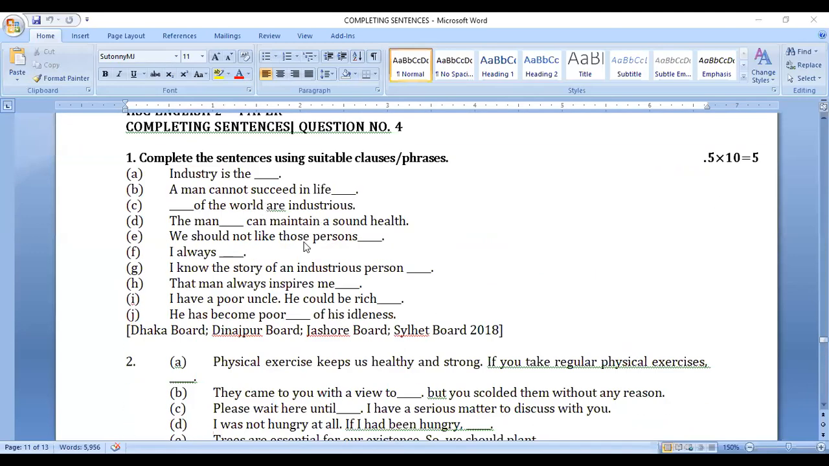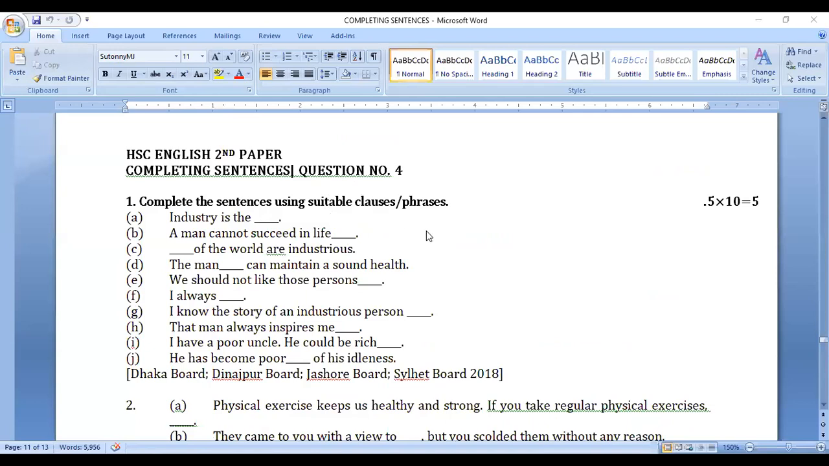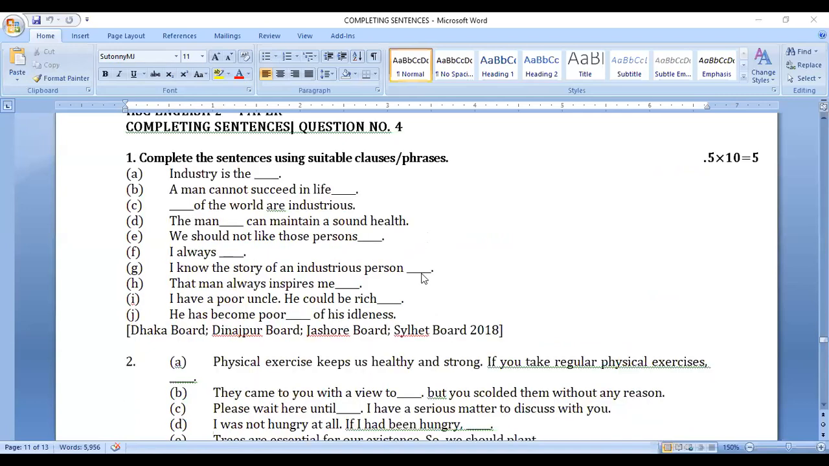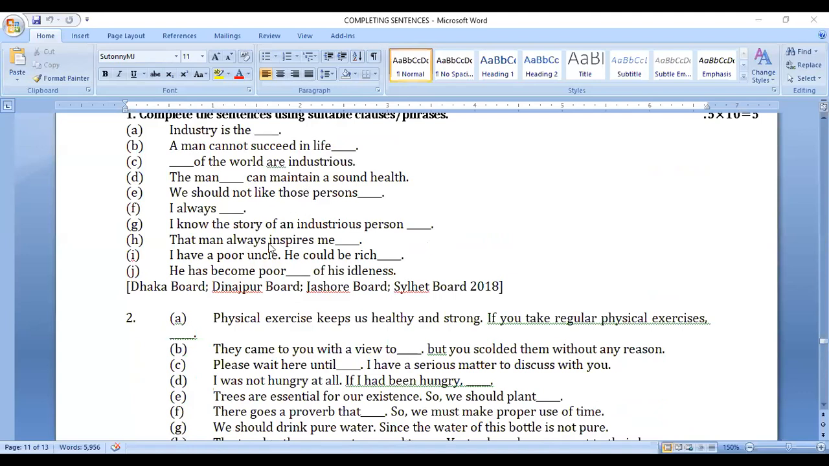So do you find these exercises here? All these are from board questions of different years. Suppose: complete the sentences using suitable clauses or phrases. Industry is the, then what should be here? You tell me. Is the key to success. Good. So it's very easy.